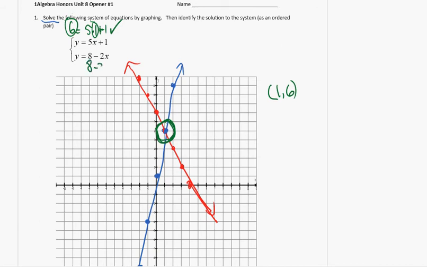So that's 8 minus 2 times 1. 8 minus 2 is also 6. So when x is 1, y is 6. Both of the equations are true when x is equal to 1 and y is equal to 6. And so that is the solution to that system of equations.